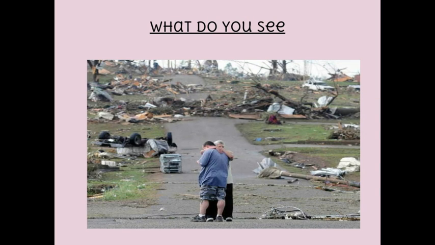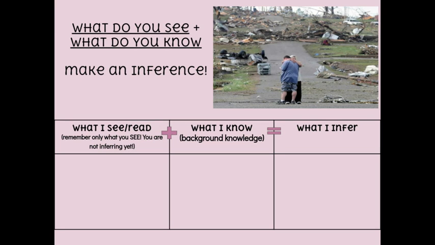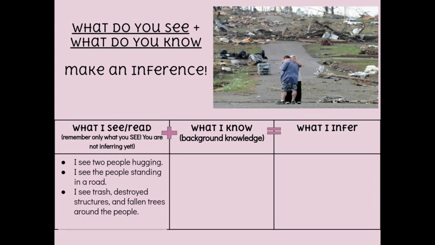Again, what do you see? Just list the observations. So, on the last slide, you were asked to list the observations. I see two people hugging. I see the people standing in a road. I see trash, destroyed structures, and fallen trees around the people.